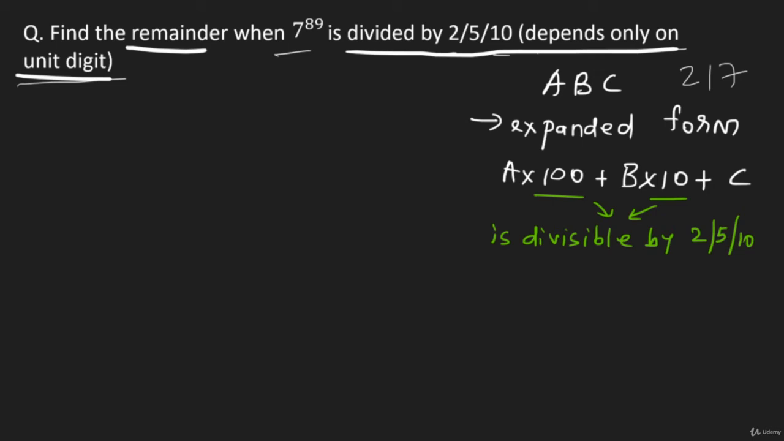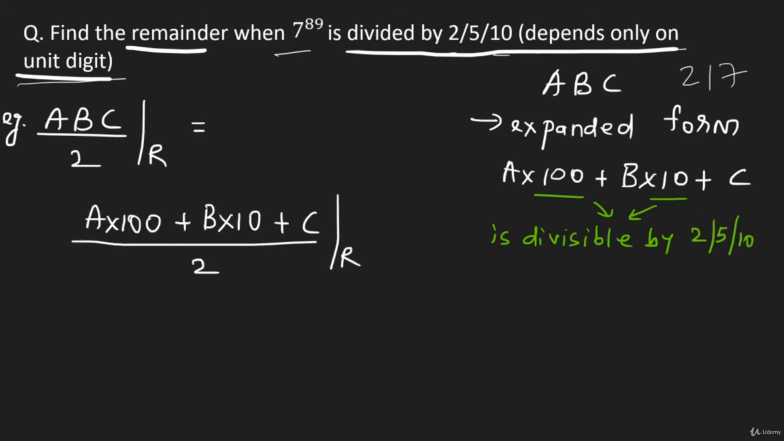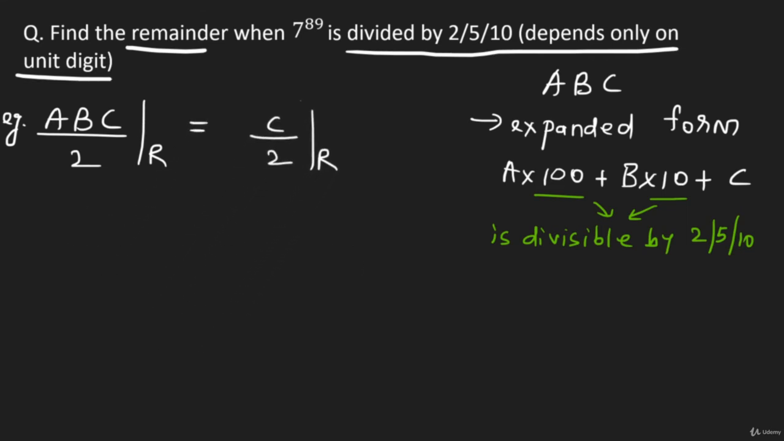Now what do I mean by that? Let's take an example. Say you want to do ABC divided by 2 and you want to find the remainder. Now I can write ABC in the expanded form as A into 100 plus B into 10 plus C, and I need to divide that by 2 and get the remainder. Over here you can notice that this is equal to the remainder of C by 2, because A into 100 by 2 will give you a 0 remainder because it's perfectly divisible. B into 10 by 2 also will give you 0 remainder because it's perfectly divisible. So the remainder will only depend on the unit digit, which is C. Alright, having established this, let's keep it aside and let's come to the question.